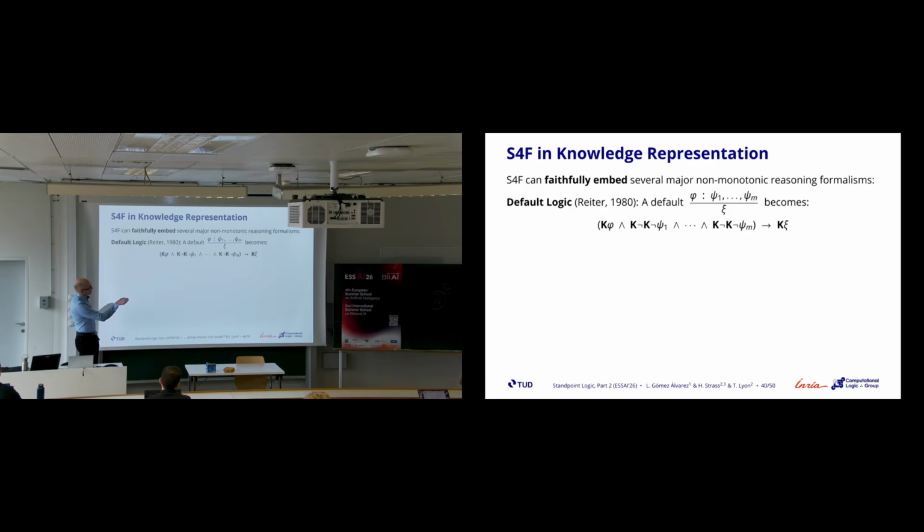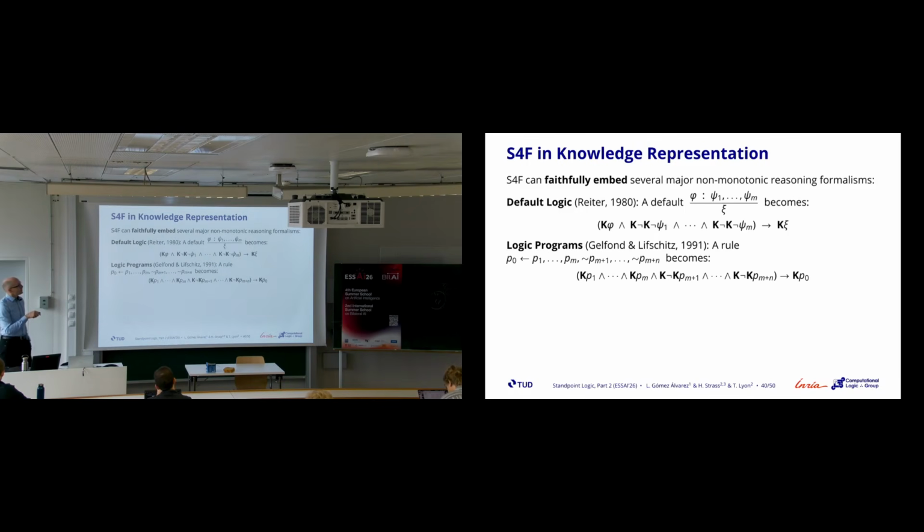And so if you look at this, it might look complex at first, but you can also interpret this as a diamond, right? Because it's the not K not. The K is a box, right? And the not K not box not is then a diamond, right? So this says if you know phi and you know that psi1 is possible, right? Conceivable and so on, then you can conclude that you know psi.